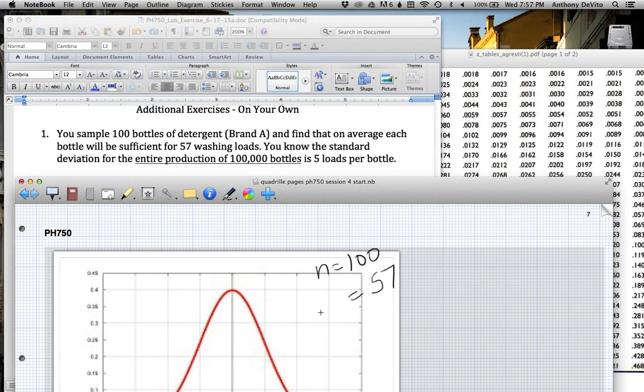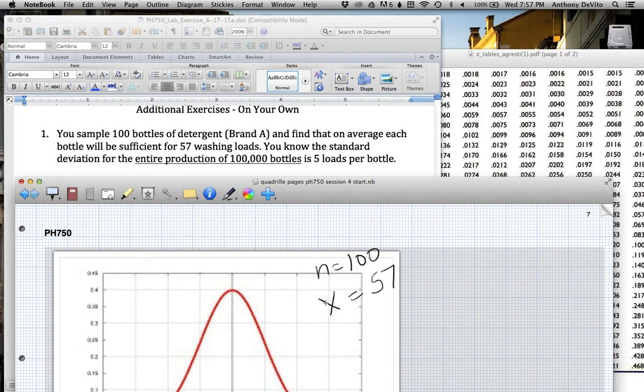Now, what should I put here? Should I put mu here? What do you think? Is mu the right thing to put there? No, probably right. Mu would be the population. We don't know the population. We don't know the average for all 100,000 bottles. We only know the mean for the 100 that we averaged, right?